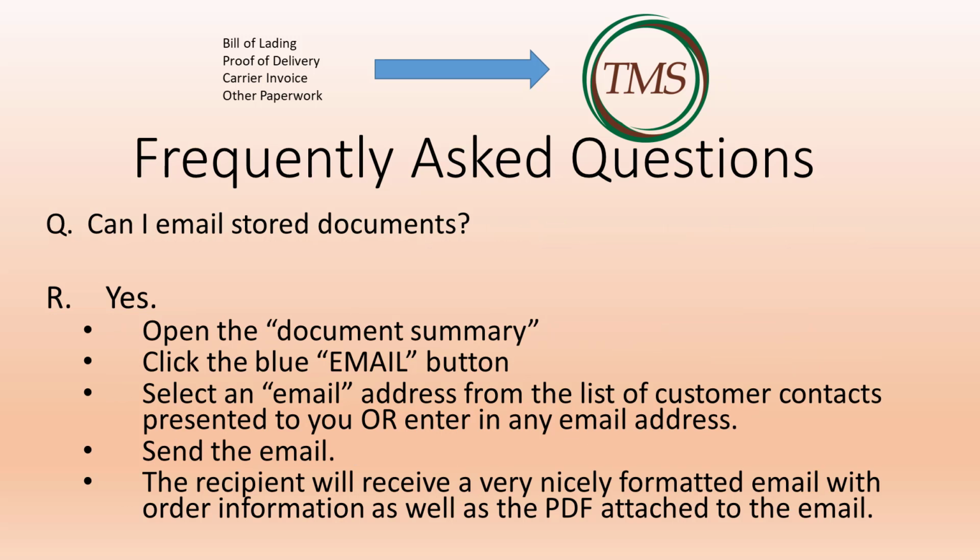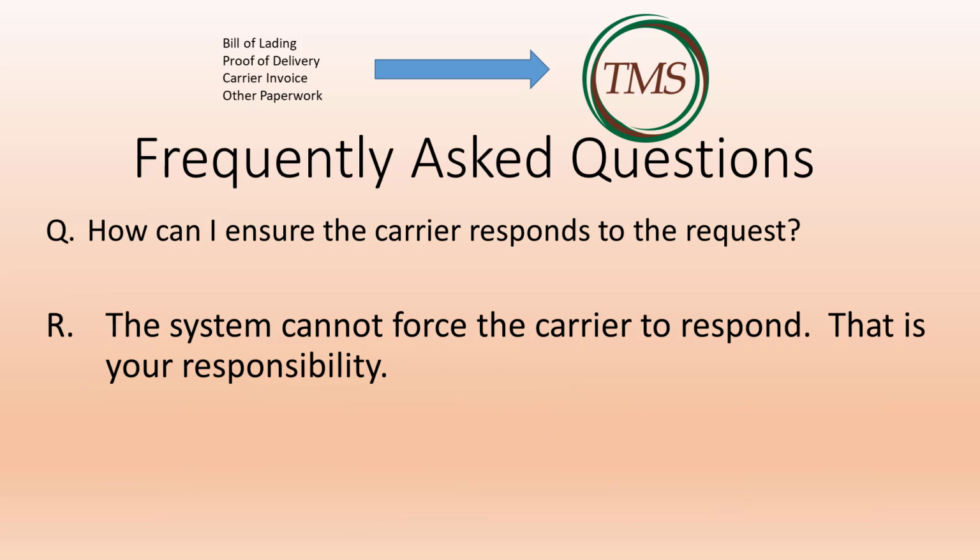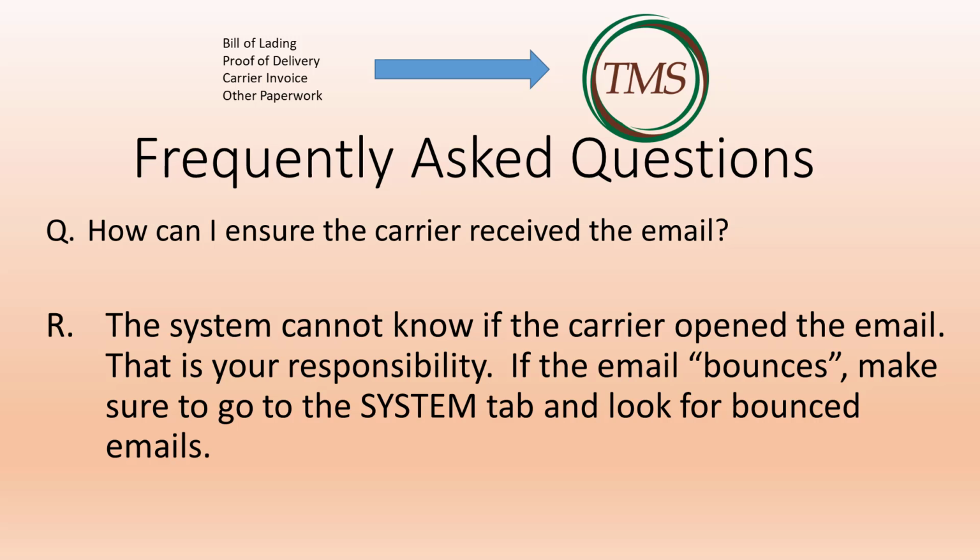Other documents like bill of lading and POD documents can easily be emailed from the system. Just open the document summary, click the blue email button, select an email address from the list of customer contacts presented to you, or enter in any email address, and send the email. The recipient will receive a very nicely formatted email with the order information as well as the PDF attached to the email. The system is very good at sending the emails, but it has no control over whether the carrier will respond. That is your responsibility. The system can't know if the carrier opened the email or not. That's your responsibility. If the email bounces, make sure to go to the System tab and look for bounced emails.